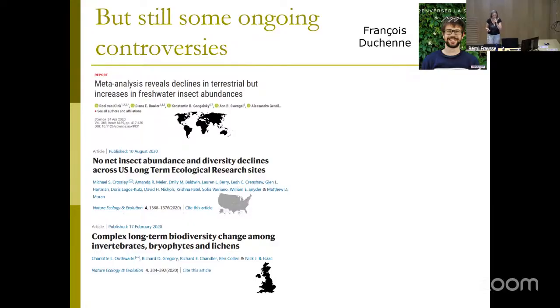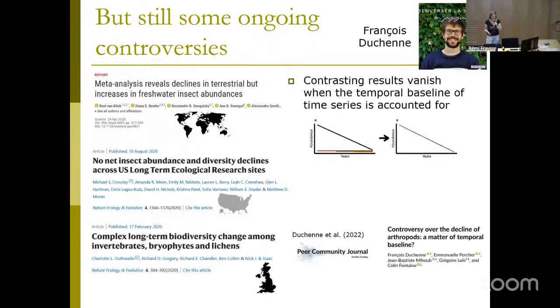And with several colleagues, including François Duchesne, who was a PhD student then and who is about to be a CNRS researcher starting this year, we put together the data sets from these different studies, and we tested whether the starting dates for the time series that were used in these papers had an influence on the inferred temporal trends in abundance.